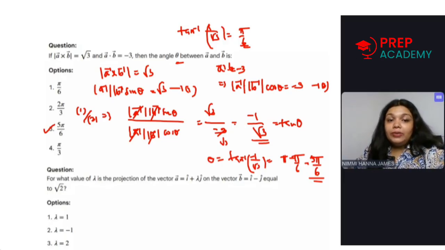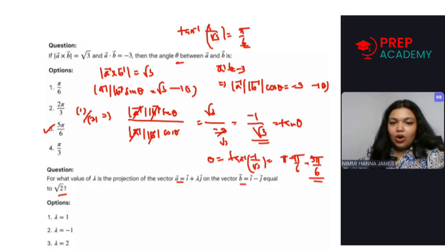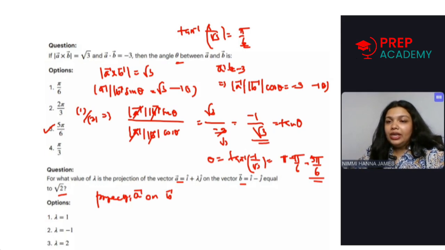Next: for what value of lambda is the projection of the vector a, equal to i plus lambda j, on the vector b, equal to i minus j, equal to root 2? So we have two vectors, a and b, and the projection value is given as root 2. We want to find the value of lambda. So the projection of A on B is given as root 2.